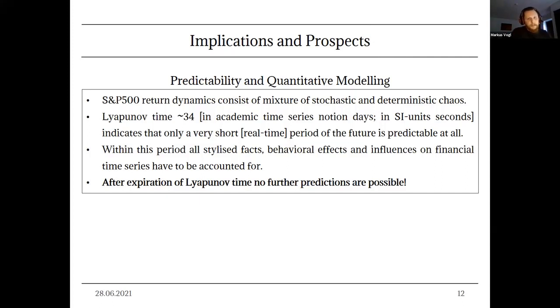For the S&P 500 returns, you have a value of around 34, which can be interpreted in two time dimensions. In academic time, it's the frequency of the time series itself, so in days. So you have 34 days. Or if you interpret it in SI units and seconds, you have exactly 34 seconds before the system drifts into chaos. And after the expiration of the Lyapunov time, no further predictions are possible, no matter how much computational power and how many models you apply to it. After this Lyapunov time has expired, the system is no longer predictable.